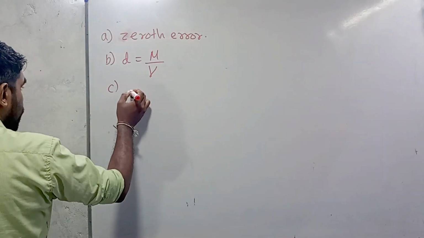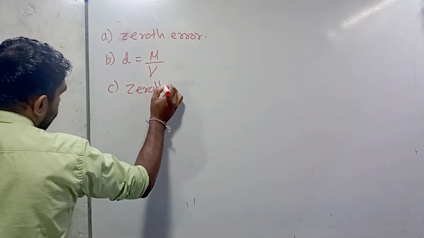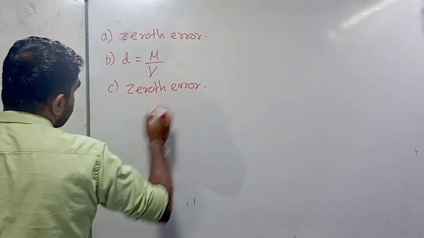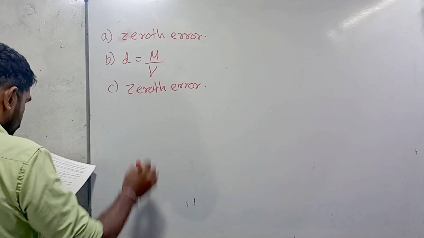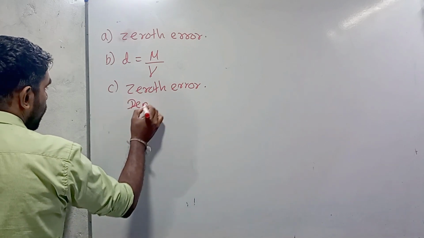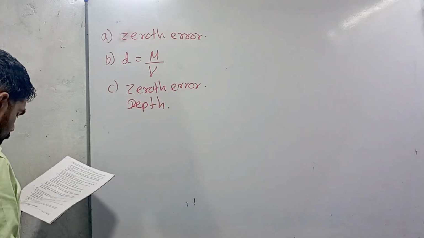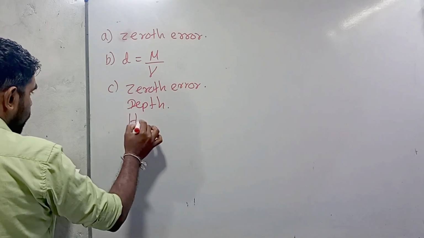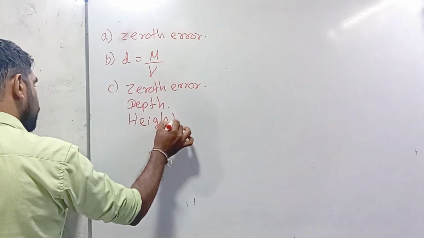We can write zero error is another measurement. Then depth of the container and external height of the container.